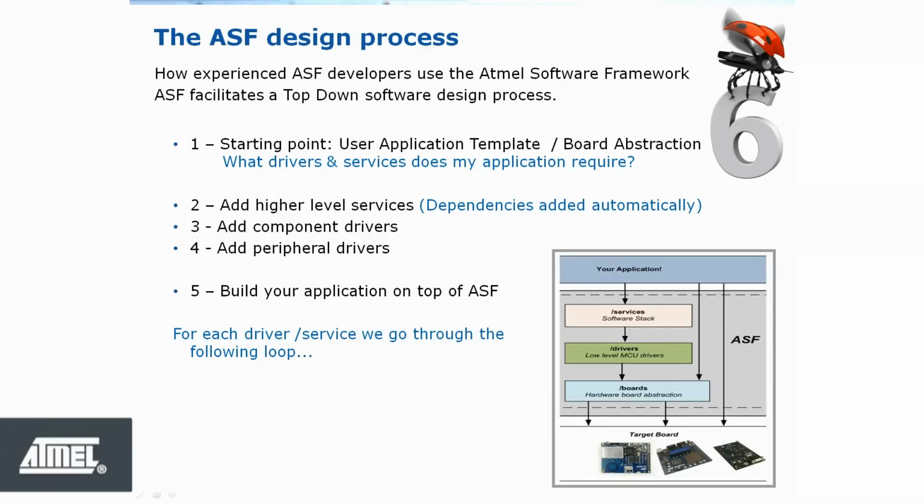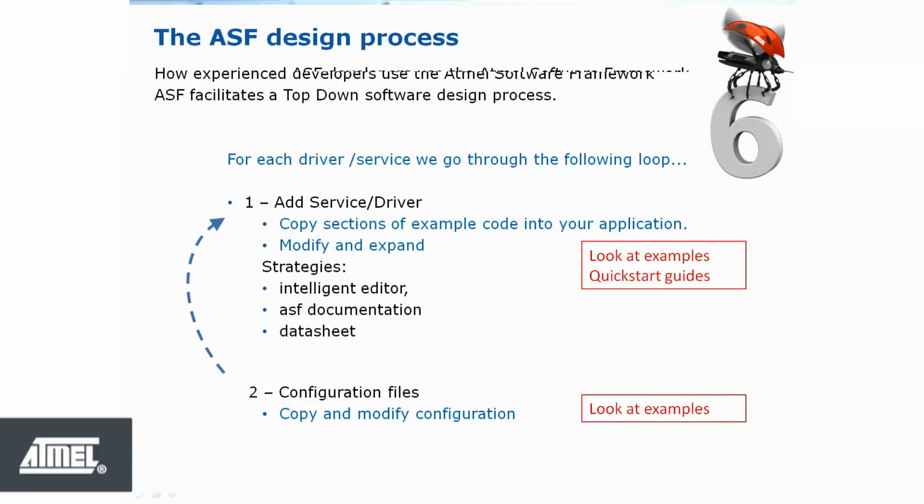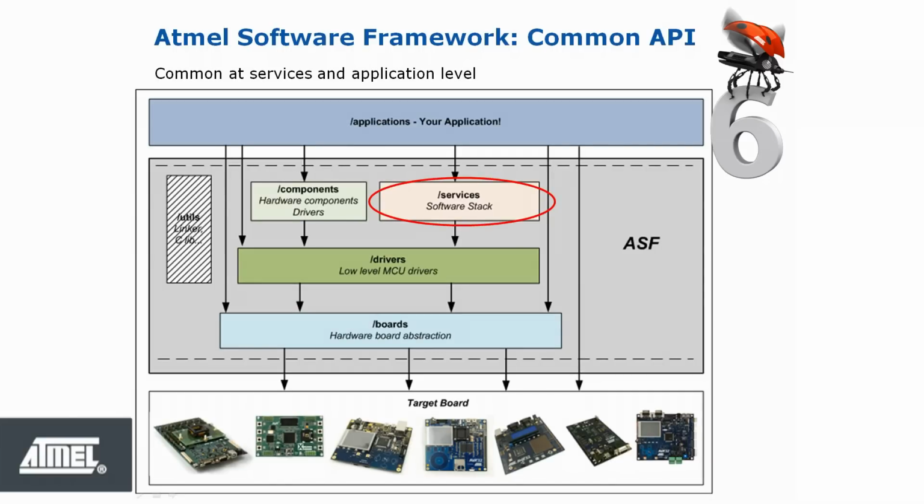ASF facilitates a top-down software design process, so you are able to add services to your application and the dependent components and drivers are automatically added to your project. For example, if we add a USB device CDC service, the ASF wizard will automatically add the low-level USB driver to your project. For each service or driver added to the project, you can search the project database of over 1,000 examples for the example implementation closest to the application requirements. Sections of example code can then be copied into your application.